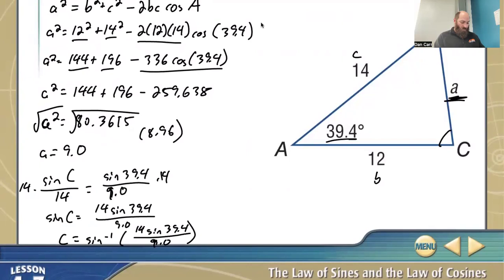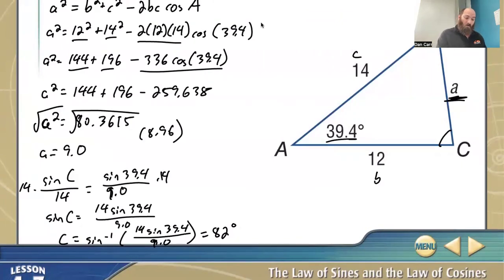So I'm going to do inverse sine, and that's going to be 14 times the sine of 39.4, divided by that 8.96 number. And for the angle C here, I get 82.4, but I'm going to round it off to the nearest degree. So it's just going to be 82 degrees there. So that is the measure of angle C.